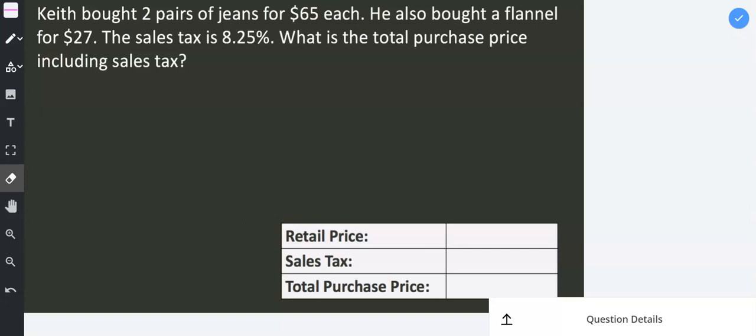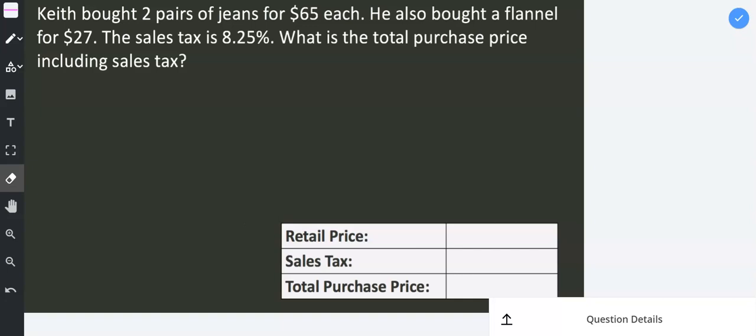In the examples we've been looking at so far, we've just purchased one item and then we apply the sales tax. That is possible. You could go into a store and buy one item, but more often than not, you usually buy multiple items. So on the EOG, it's more common for them to give you a story problem where you have to first total all the items that are purchased, then apply the sales tax to figure out the total purchase price. Let's start reading the story problem.